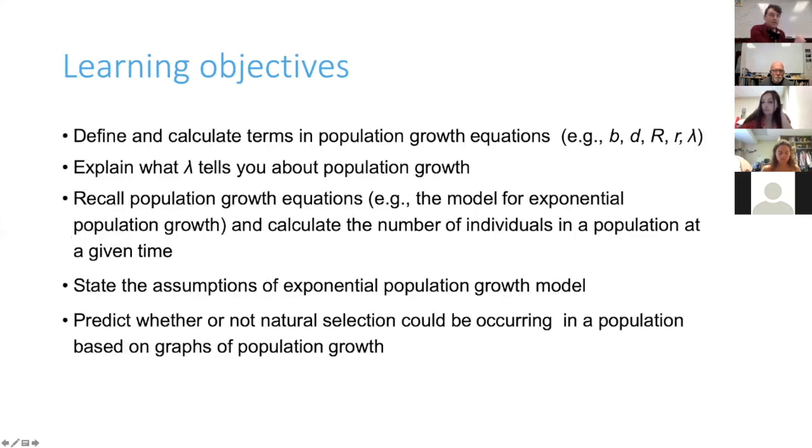All right, so our objectives today are to make sure you all understand these terms: birth rate, death rate, geometric rate of increase, those sorts of things. We want you to understand what this term tells us about population growth, the geometric rate of increase. And we're going to talk about these population growth equations, and you'll be able to calculate the number of individuals in a population at a given time if you have a good understanding of these terms.